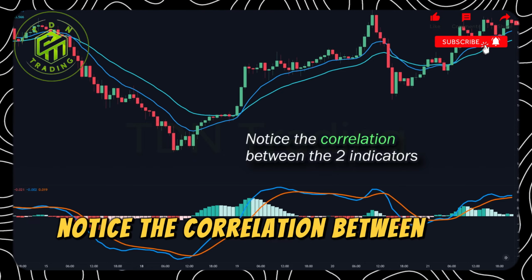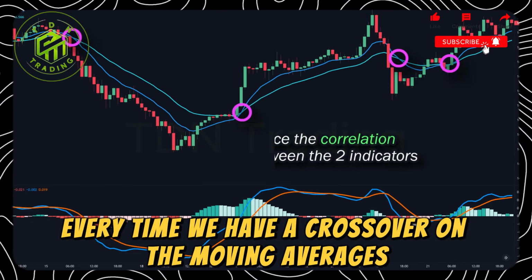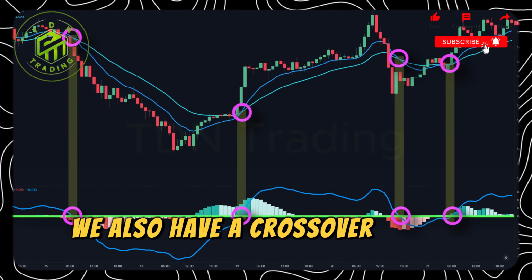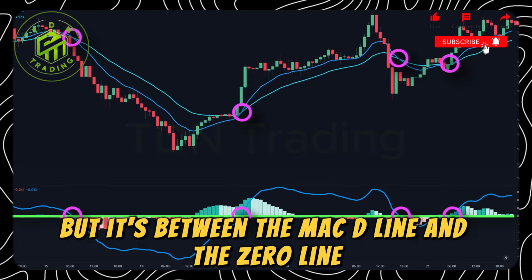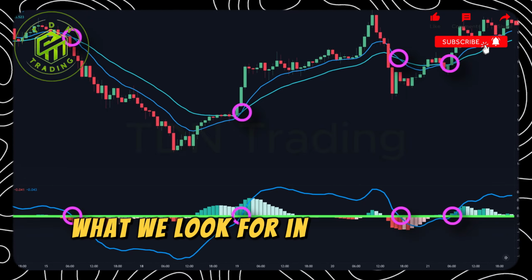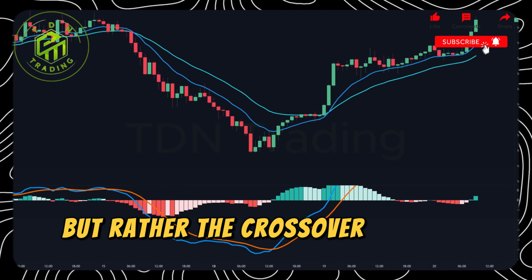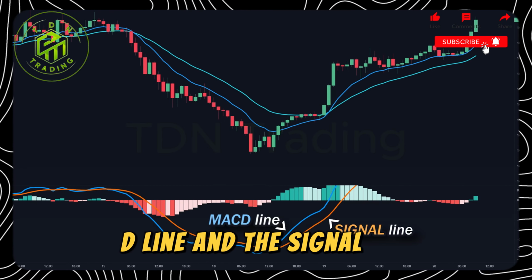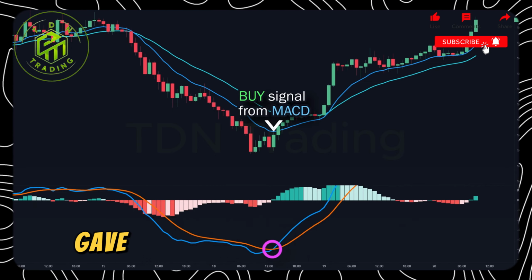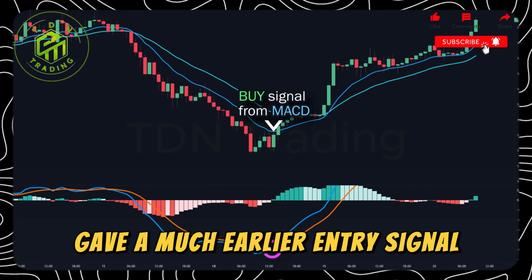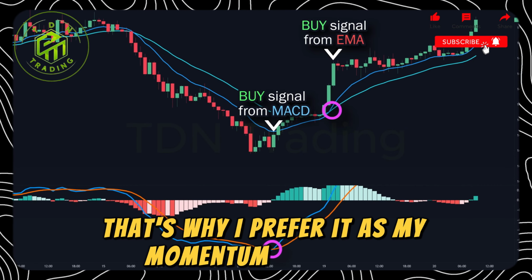Notice the correlation between the two indicators. Every time we have a crossover on the moving averages, we also have a crossover on the MACD, but it's between the MACD line and the zero line. But remember, what we look for in the MACD is not the zero line, but rather the crossover between the MACD line and the signal line. And so as you can see, the crossover on the MACD gave a much earlier entry signal compared to the crossover on the moving average. That's why I prefer it as my momentum indicator.